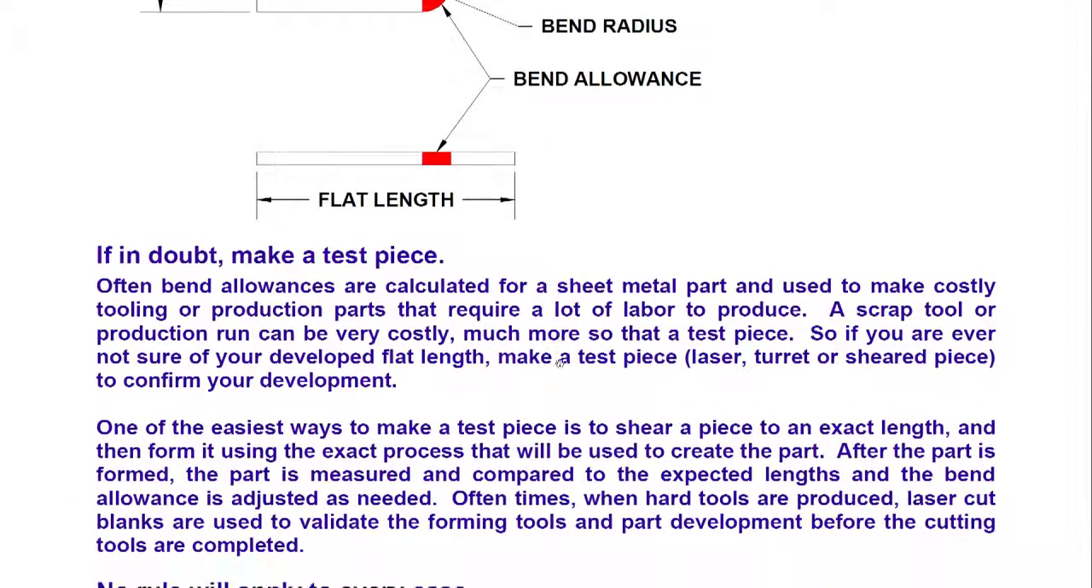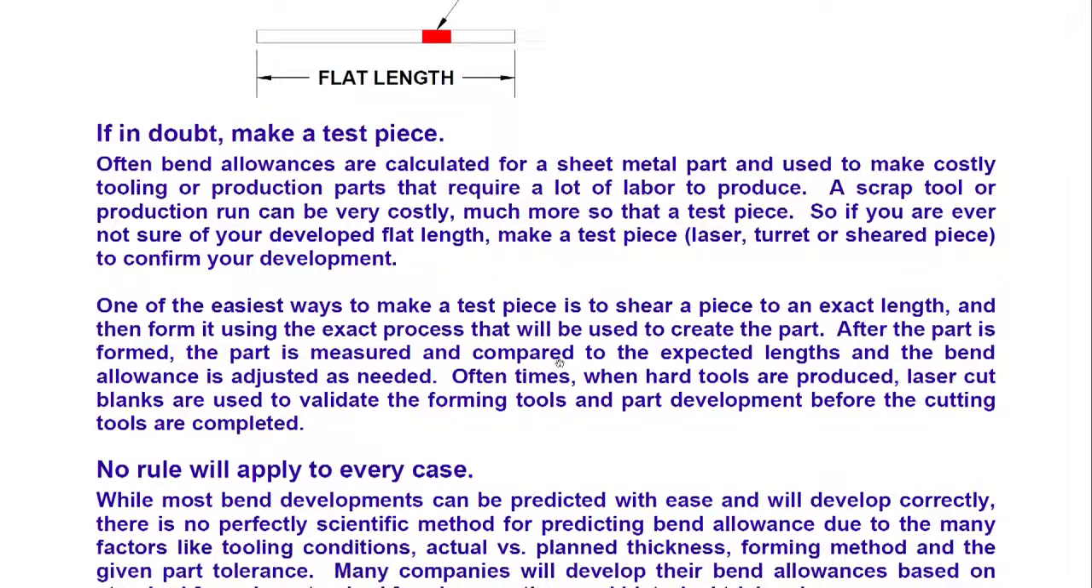Read this. It does not bend allowance are calculated for a part and used to make costly tooling or production part that require a lot of labor to produce. A scrap tool or production run can be very costly, much more so than a test piece. So, if you are ever not sure of your development length, make a test piece to confirm your development. That is what we have done there.